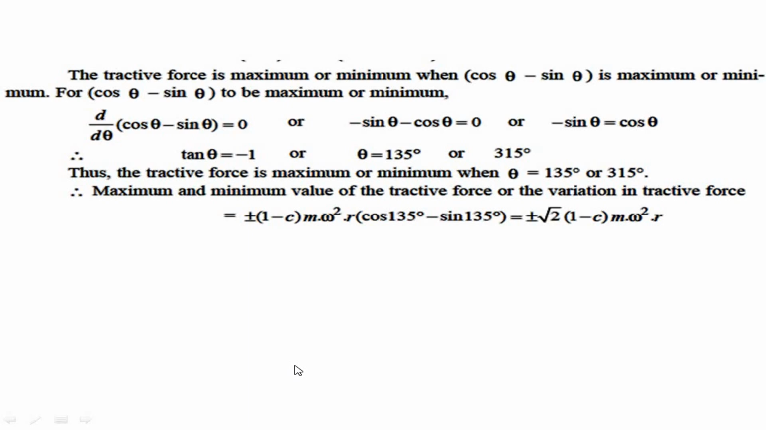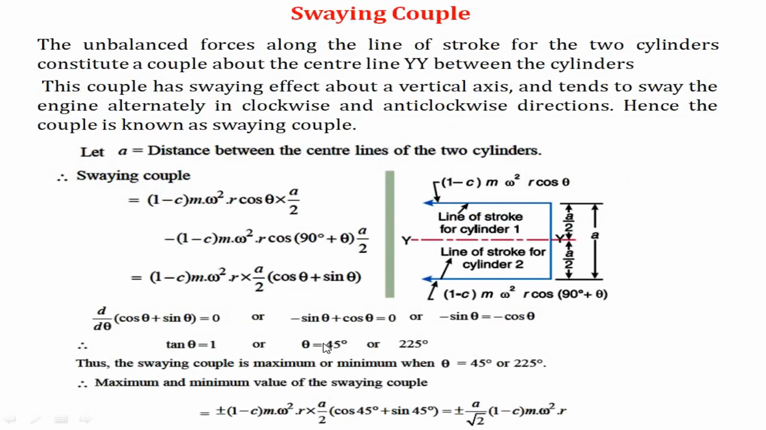The variation of tractive force is going to act along the line of stroke. The other effect that we are going to discuss over here is swaying couple. As you may observe in this figure, two cylinder lines are shown over here. This is for cylinder number 1, this is for cylinder number 2.